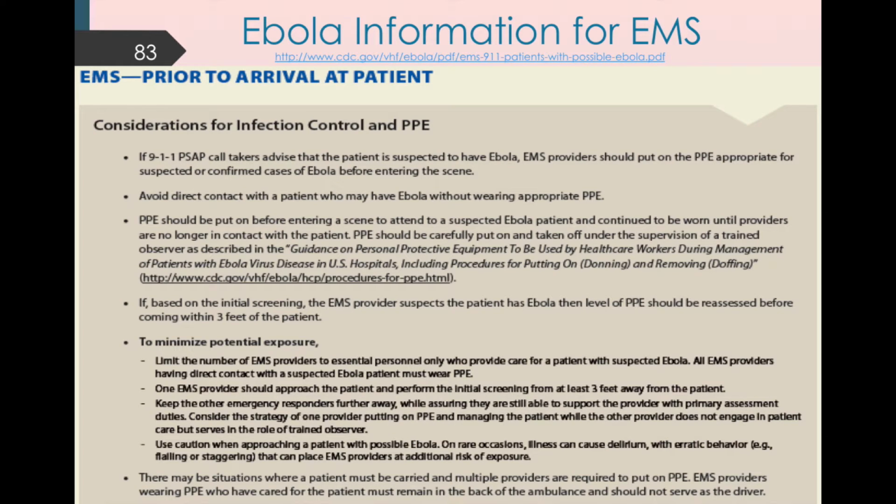Prior to EMS arriving on scene, there are some considerations for infection control and PPE. These are listed here. Please be sure that you read over these thoroughly in the PDF that you are printing, or you can pause the presentation now to read them. Some key things listed here are making sure that you have the least amount of essential personnel coming in contact with the patient that you suspect has Ebola. They must have proper PPE on. They also say for the initial screening to stay about 3 feet away from the patient, and they do say that you need to have a dedicated driver who has not come in contact with the patient.